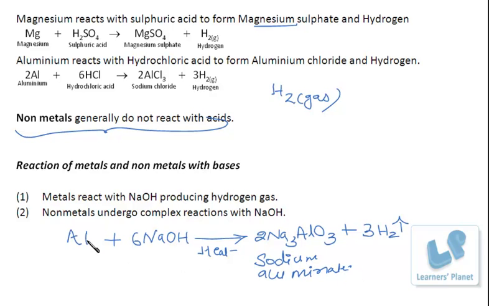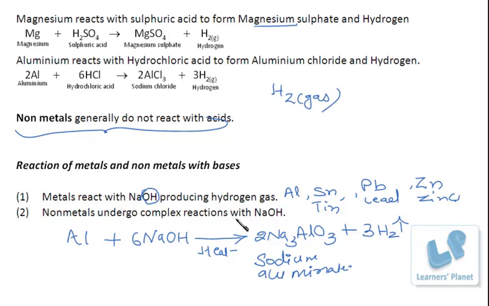You don't need to remember this. Just remember that metals like aluminium, tin, lead, zinc react with sodium hydroxide producing hydrogen gas. Sodium hydroxide is a base. It has got the OH group here. So metals react with sodium hydroxide producing hydrogen gas.